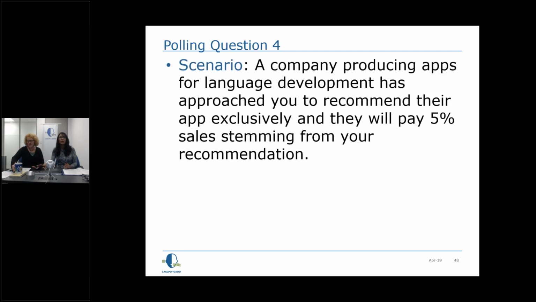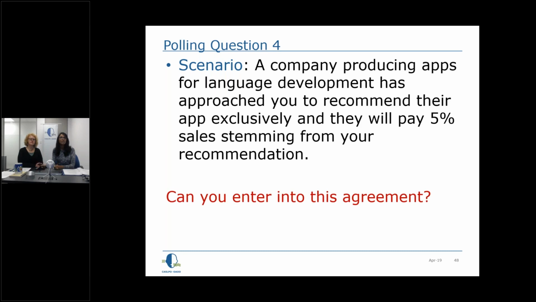So your fourth polling question is a scenario. A company is producing an app for language development and they have approached you to recommend their app exclusively. They will pay you 5% of sales stemming from your recommendation. The question is, can you enter into this agreement?